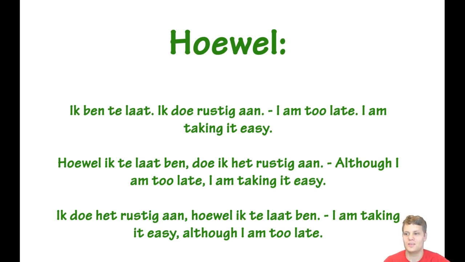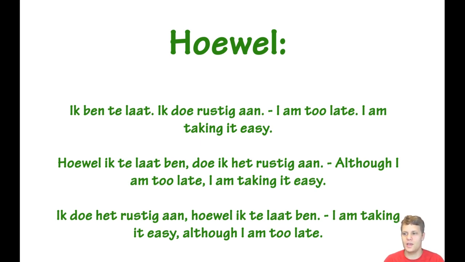So they say, instead of "ik doe het rustig aan", they say "doe ik het rustig aan". It just messes it completely up. That word hoewel, although, just messed up the first part of the sentence and the second part of the sentence. I hope you can follow all this. But if you say "ik doe het rustig aan, hoewel ik te laat ben", then it's easier, because then the first part of the sentence doesn't really change, and the word hoewel only changed the second part of that sentence.